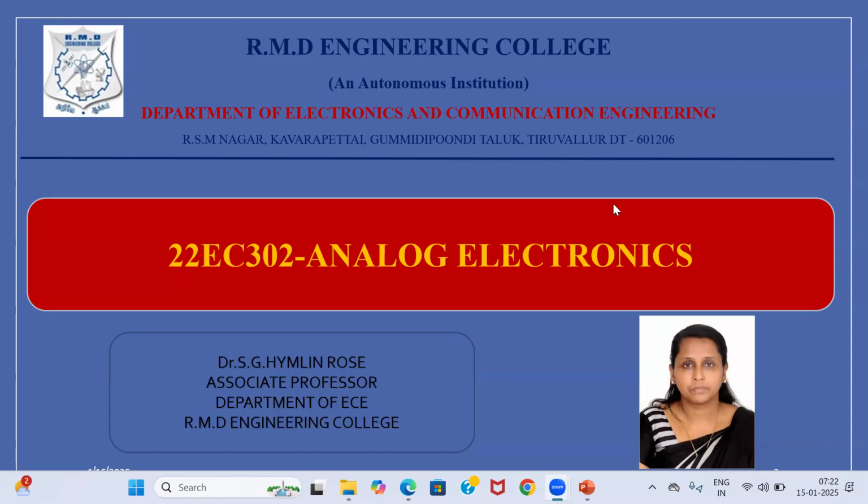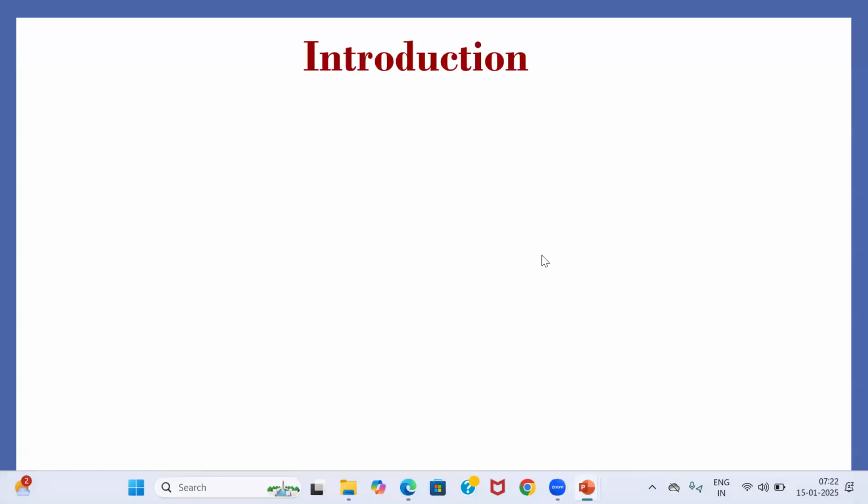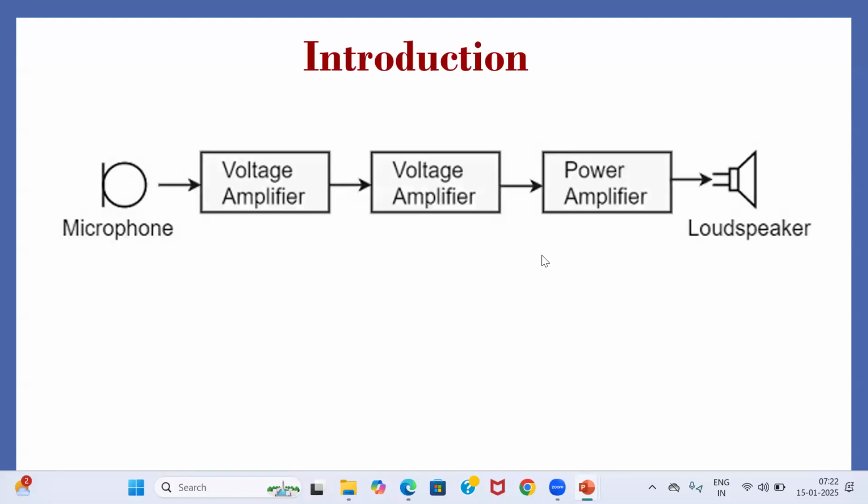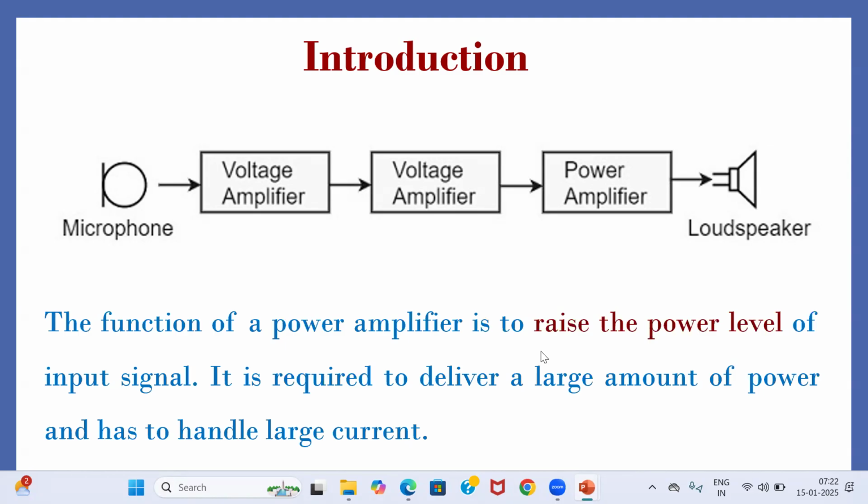Today we will discuss the classification of power amplifiers in the subject Analog Electronics. The major requirement is that power amplifiers are used in the last stage to boost the power level of the signal. They are required to raise the power level and to deliver a large amount of power, and so they have to handle a large current.